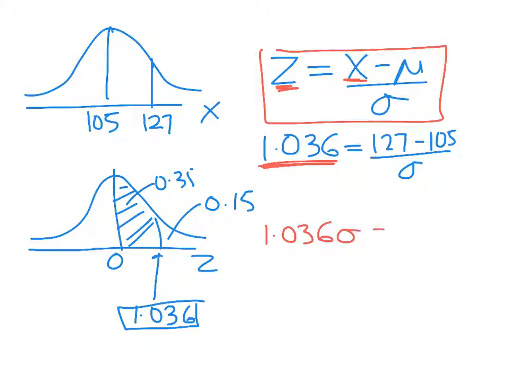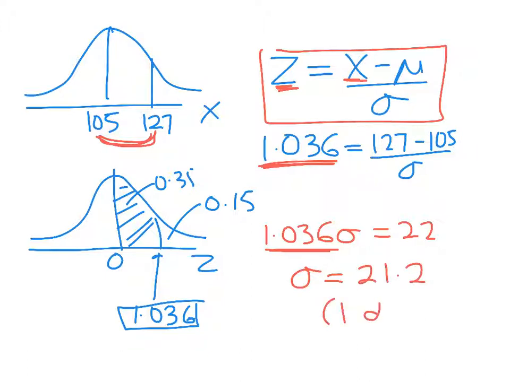So working this through, we get 1.036 sigma is equal to 22. Right, so the difference here, the 22, is 1.036 times the standard deviation. Now dividing both sides by 1.036 gives me a sigma of 21.2, and I've rounded that to 1 dp. Okay, so that's the first part of the problem done.